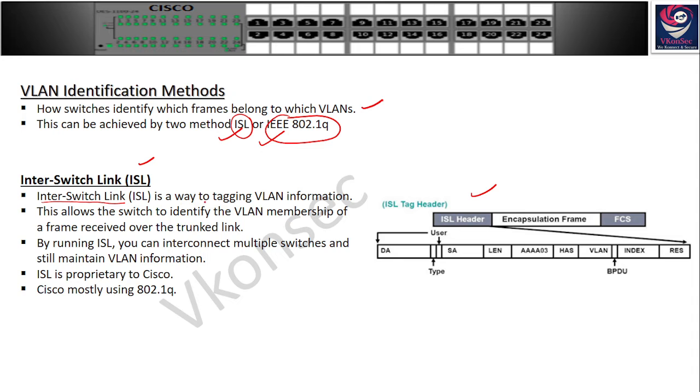ISL is a way of tagging VLAN information. So ISL is going to use tagging. What is tagging? Tagging means it is going to write information, and that information will help the switch handle the traffic: where it is coming from and for which VLAN it is coming. So ISL is going to maintain all this information, and this information will be mentioned in the tag.